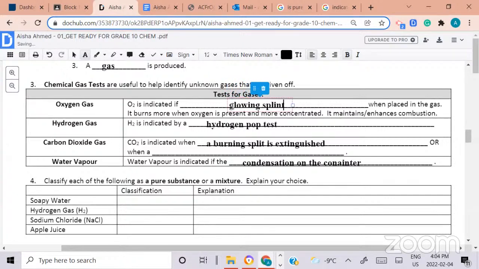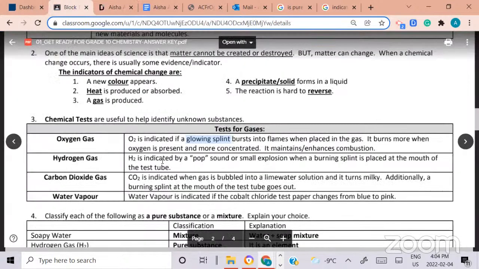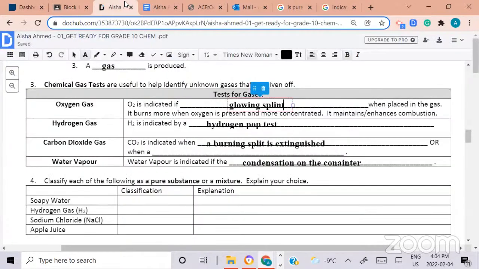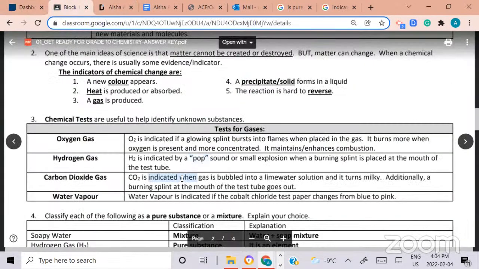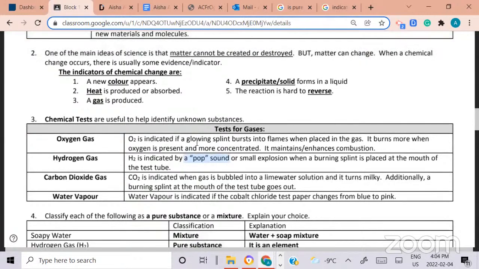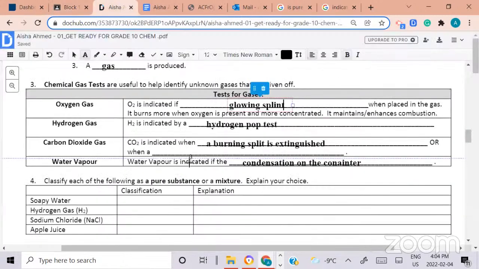Splint. Okay, it's reignited. Or burst into flames. Yeah, okay, so you can say re-lighted or burst into flames. Oh, hydrogen pop. So what do you want to write? So for oxygen gas, if a glowing splint bursts into flames when placed in the gas. Yes, I wrote. So you can write burst into flames, or you can say relights.